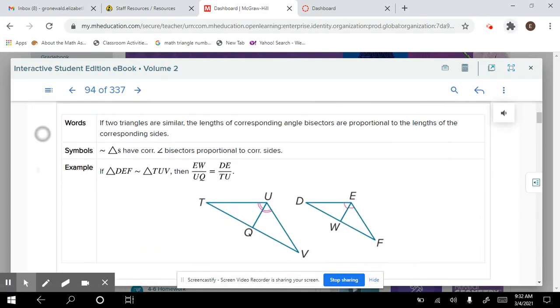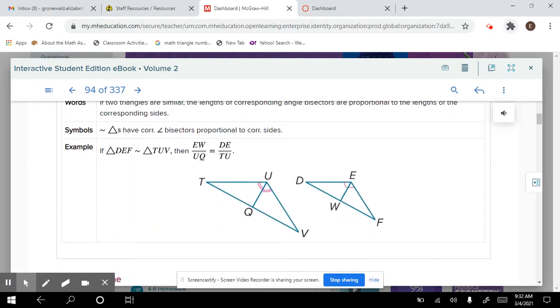Our next theorem has to do with angle bisectors. So if you have a bisector that cuts any triangle, the altitude or the bisector that cuts it is proportional to one another. So EW of the bisector of the smaller triangle is proportional to UQ of the bisector of the larger triangle. And then it also is proportional to one of the two sides. So UT and DE, or what they don't have listed here is UV and EF.